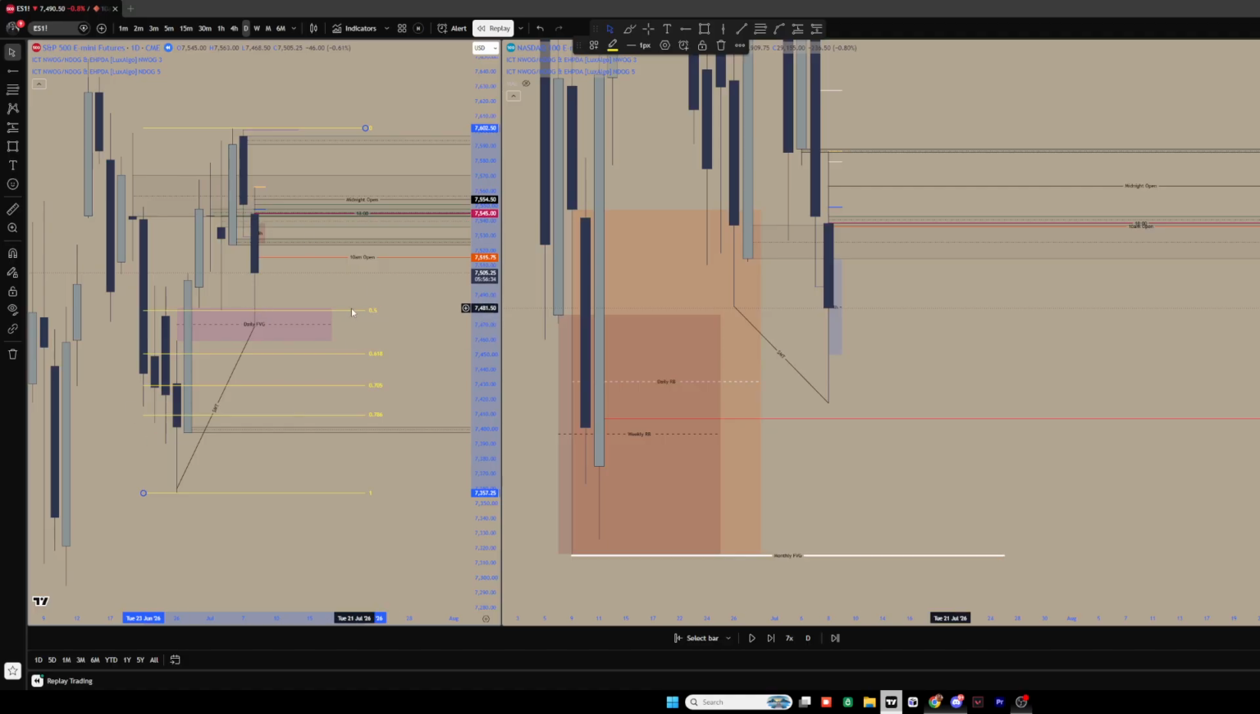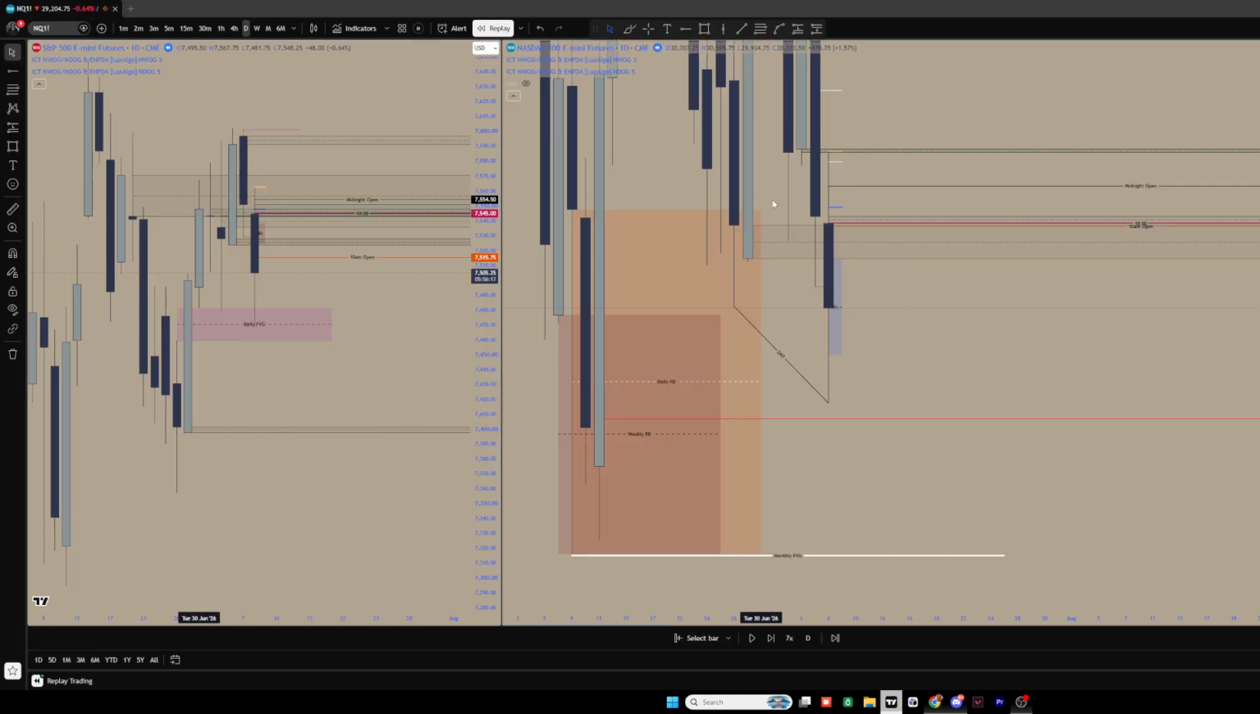And let me get rid of this. And then we had this SMT here with this low. So this gap here is the main thing that made me bullish for the day, and this SMT.